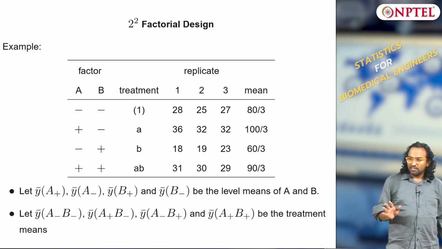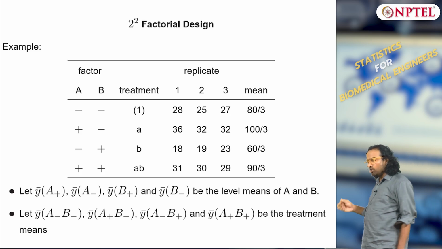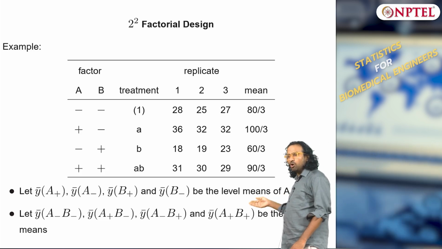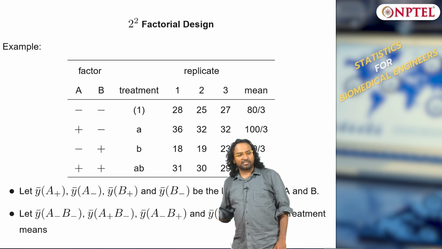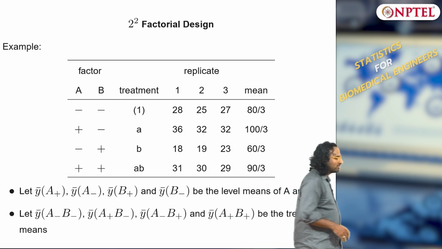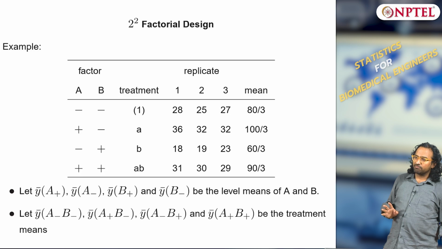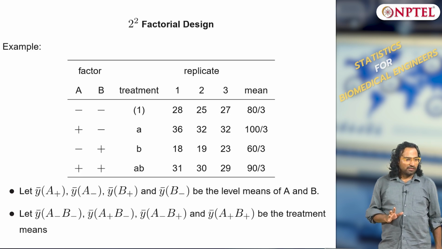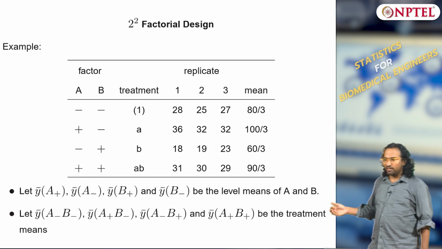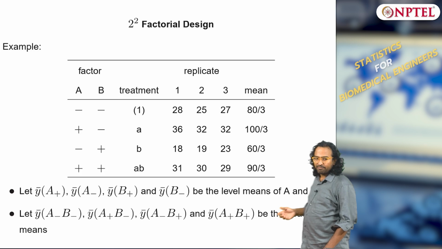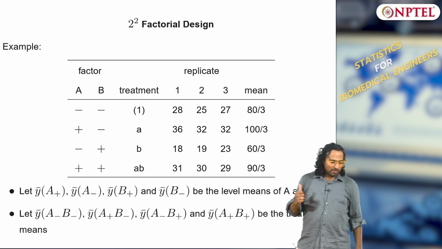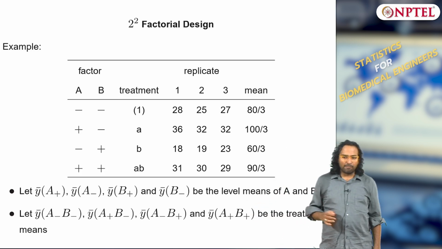Make sense? If you are not having replications, you have to deal with it separately. We will tell you how to deal with it if you do not have replications, but it is always important to have replications in a factorial design. Clear? The worst case, if you do not have, there are ways to handle it. We will look at it towards the end. But this is your 2 power 2 with replications.